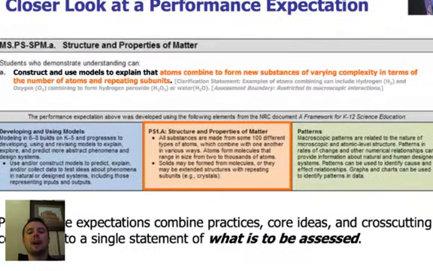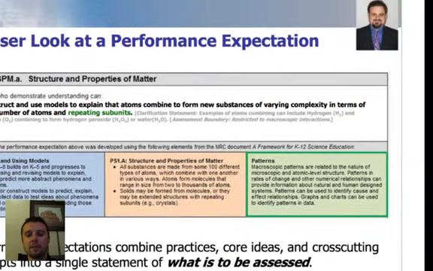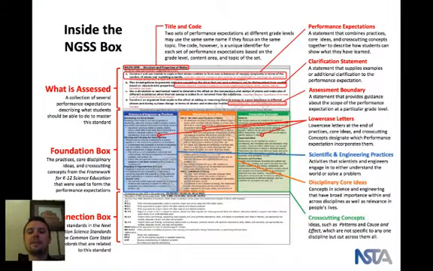This orange box highlights the disciplinary core idea. This, specific to structure and properties of matter, is a main disciplinary core idea. And then finally, this green section shows the cross-cutting concepts that repeat throughout kindergarten through 12th grade. NSTA provided an amazing resource called What's Inside the Box, where you can see exactly how to do this. Check out nsta.org or Next Gen Science.